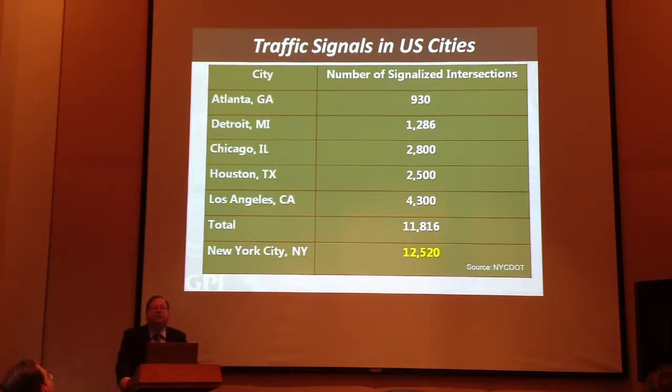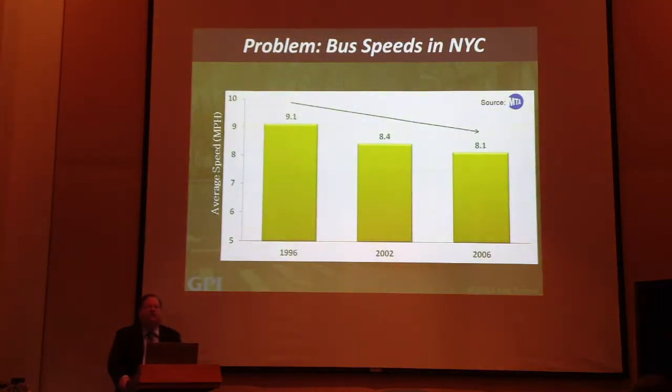To give you an idea of the number of traffic signals in New York City that these buses encounter, there are more than all of the traffic signals in the cities of Atlanta, Detroit, Chicago, Houston, and Los Angeles combined. There are almost 1,000 signals more in New York City than in all of those cities combined. And the number of signals in New York City continues to increase.